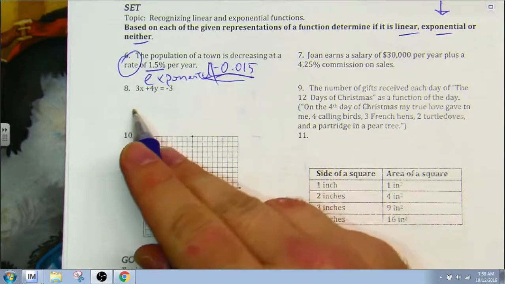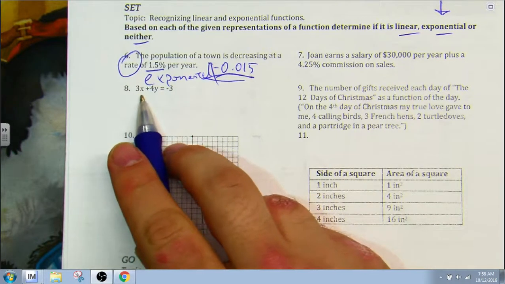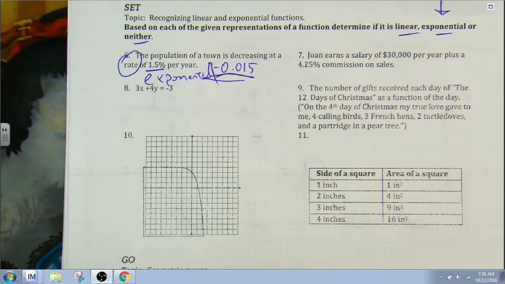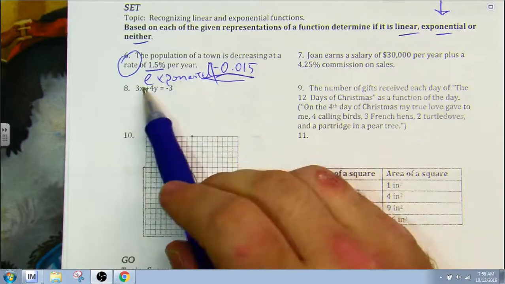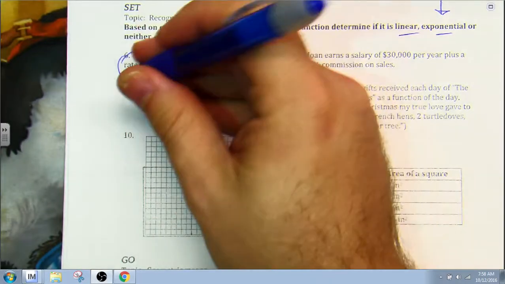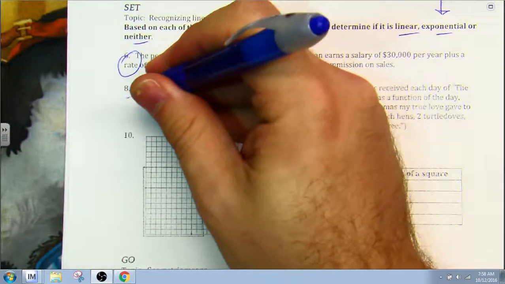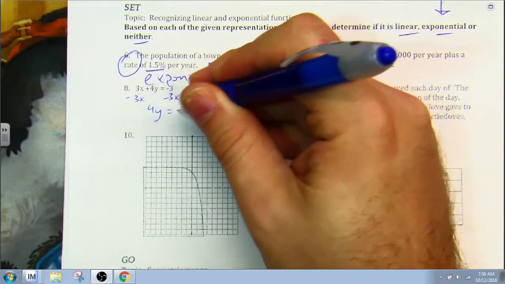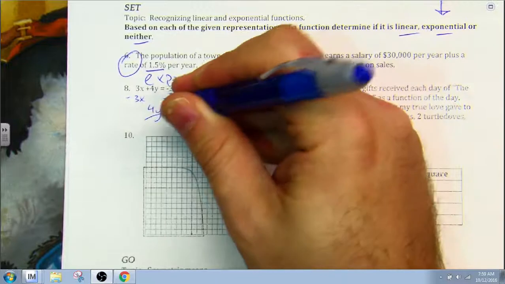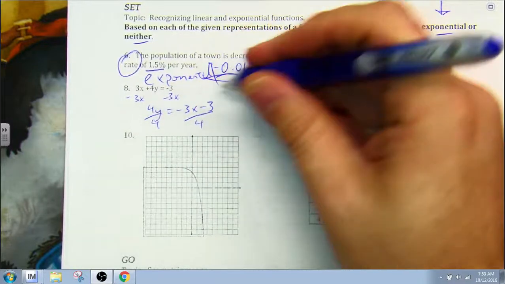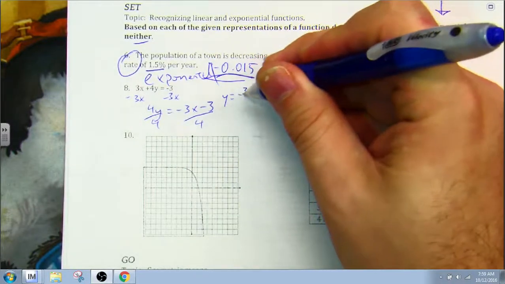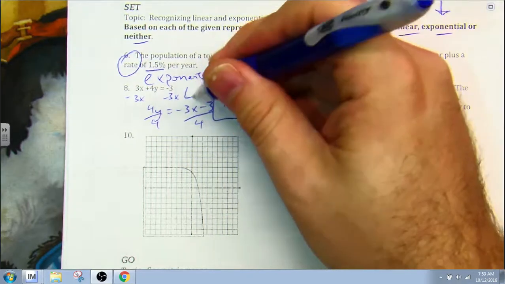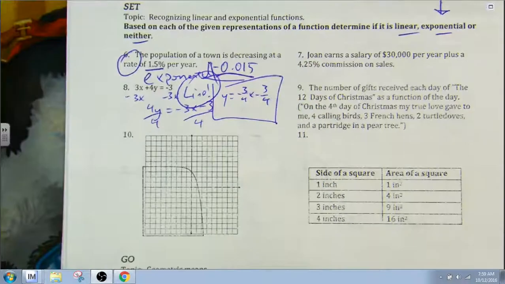Whereas when we look at something like 3x plus 4y equals negative 3, while that doesn't look like anything we've done to this point, we can actually tell that this is going to be a straight line, because if I solve for y by subtracting 3x, I get 4y equals negative 3x minus 3, divide by 4, I get y equals negative 3/4 x minus 3/4, and that's a linear equation. So it's just asking you to think about that.